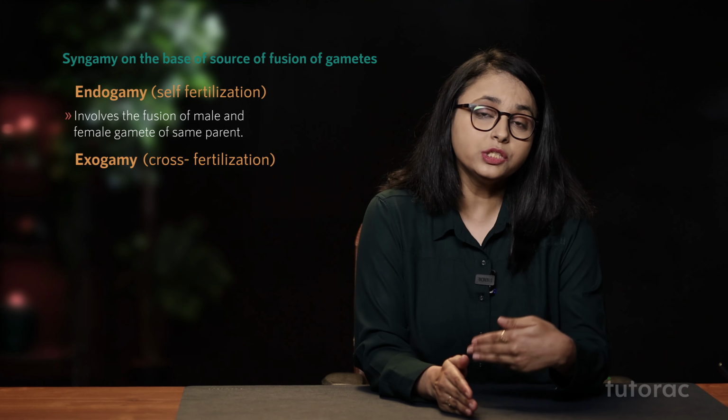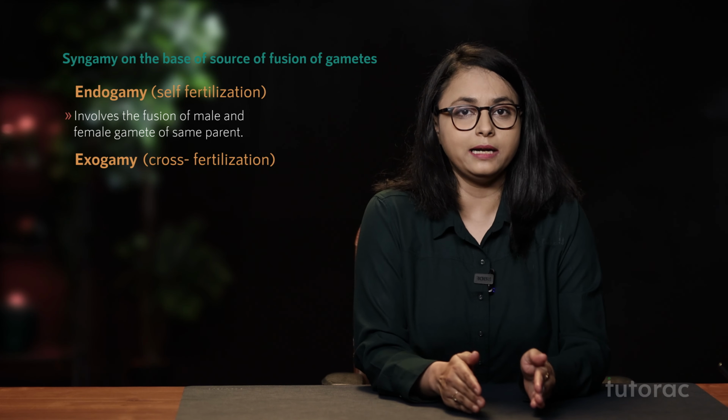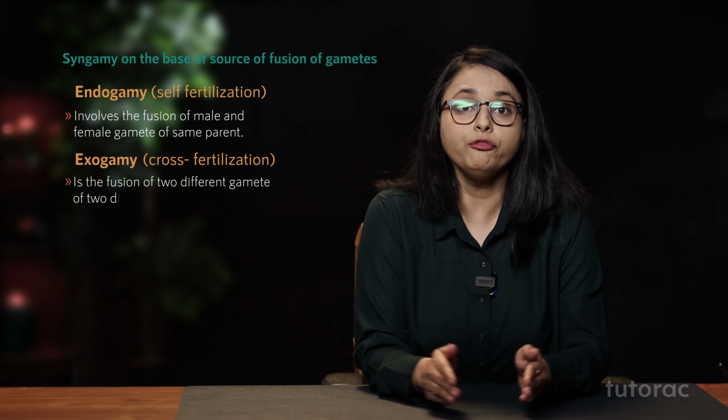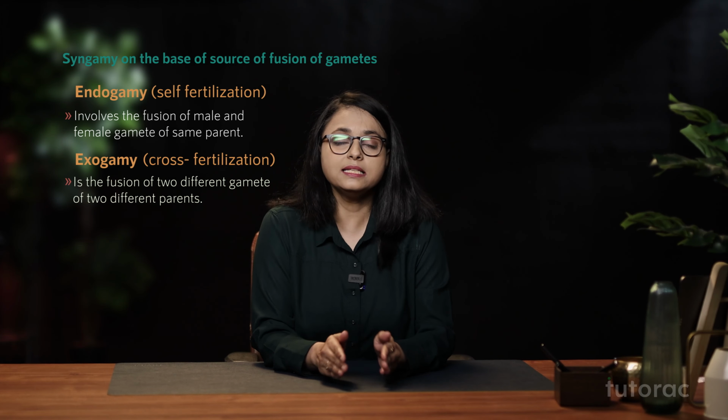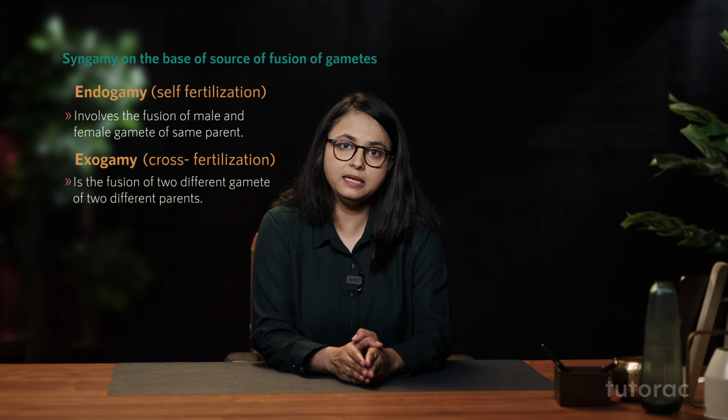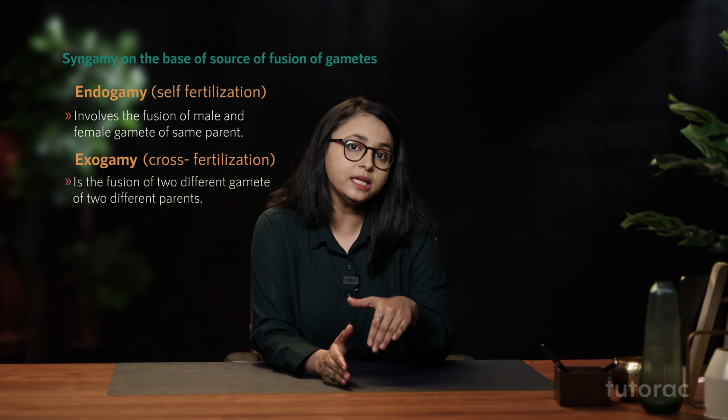Now we will move to exogamy. Exogamy means cross-fertilization. It is the fusion of two different gametes of two different parents. And this can be seen in humans, rabbits, watermelon, papaya, etc. It means it can be seen in the case of unisexual organisms. So this was all about the source of fusion of gametes.